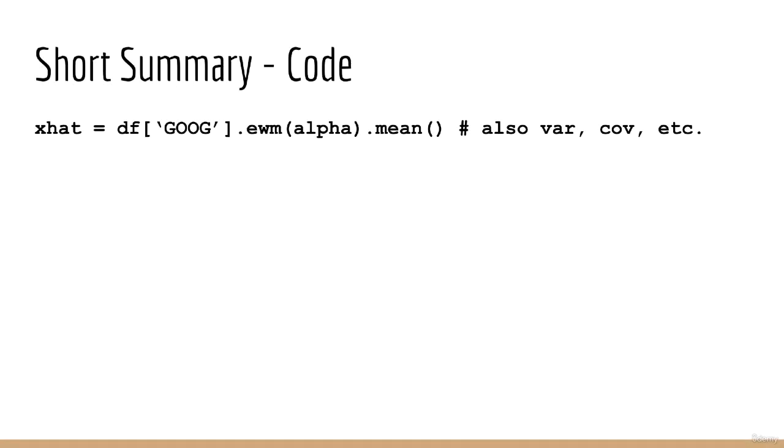The next part of our short summary is this. How do we do it in code? Similar to the simple moving average, we call a function on our series, or our data frame, called EWM. This returns an EWM object, which is similar to the rolling object we saw previously. It has a similar set of functions, such as mean, variance, covariance, and so forth.